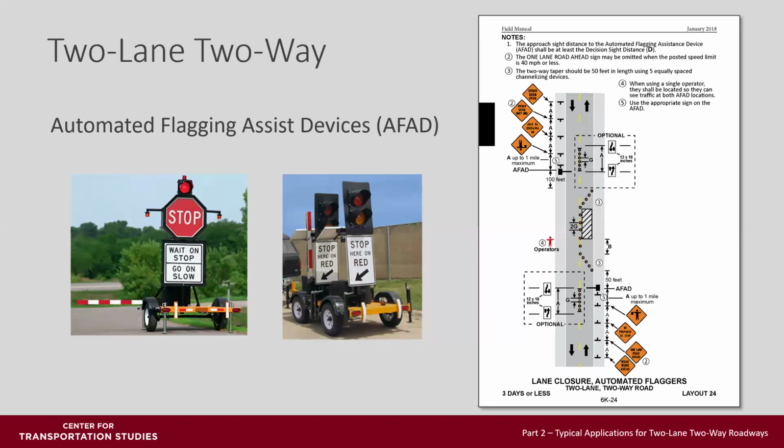There are two major types of AFADs that are allowed in Minnesota. One is a stop slow paddle AFAD, as shown on the left, and the other is a 2-segment signal light. Note that both of those have gate arms to control traffic.